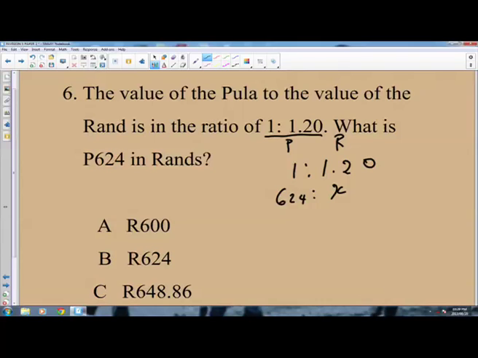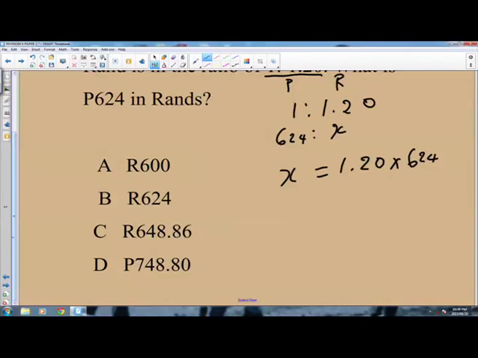And you can cross multiply. 1 times x is x. And then we will have x is equals to 1.20 times 624. And then multiply this and find out what you are going to get. 624 times 120. Just disregard the point at this point in time. You will actually cater for it when you arrive at the final answer.